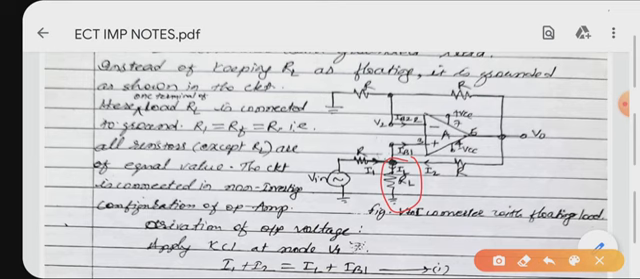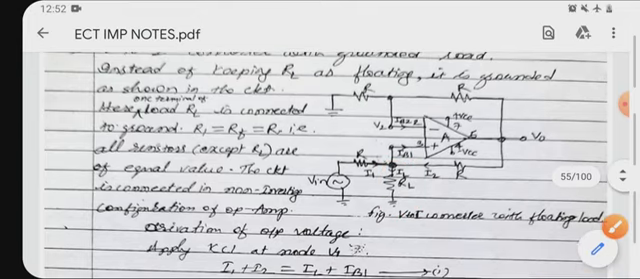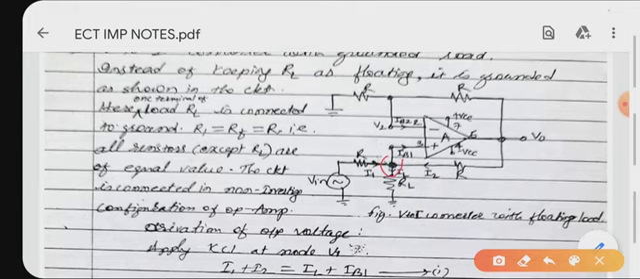So IB1, IB2 are the two bias currents. V1 is the voltage present at this point here. V2 is the voltage at this point. All the resistors have the same value, R. I1 is the current flowing through this resistor, I2 is the current flowing through this other resistor, IL is the current flowing through RL. So you can describe the circuit.